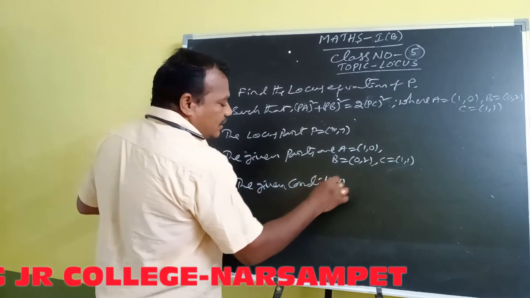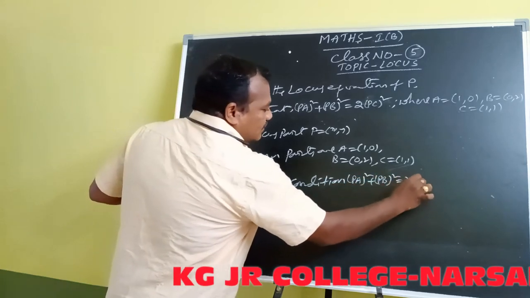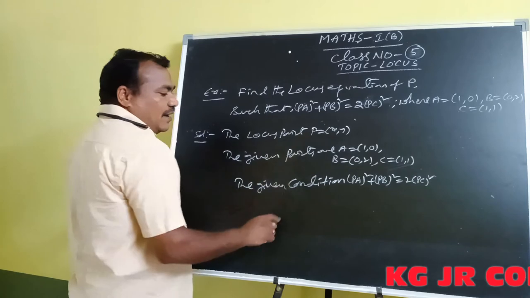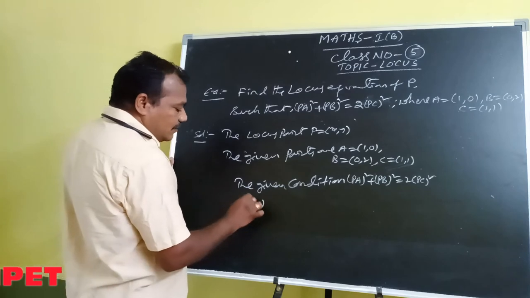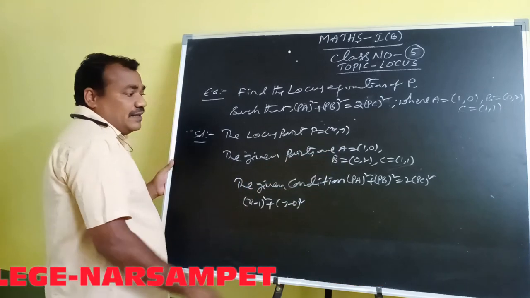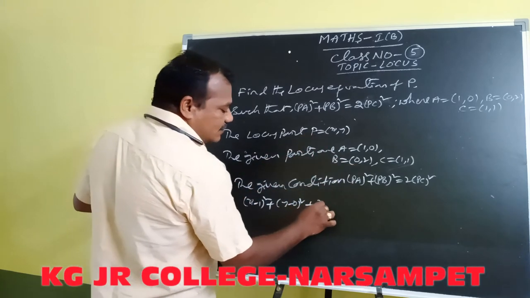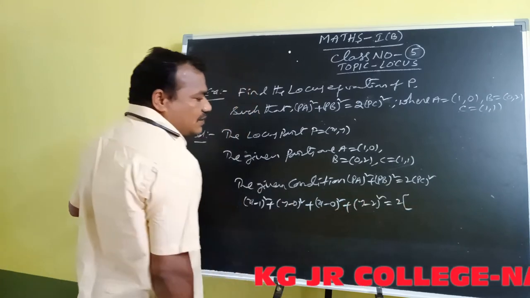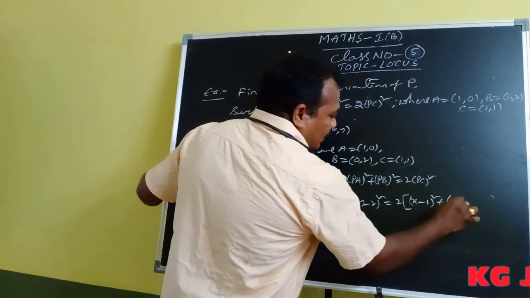The given condition is nothing but the locus condition: PA square plus PB square is equal to 2 of PC square. Now to apply all these values, PA square means the square of the distance between P and A, and PB square and PC square. PA square is (x minus 1) whole square plus (y minus 0) whole square. That means the square of the distance between P and A. And PB square, the square of the distance between P and B, is (x minus 0) whole square plus (y minus 2) whole square. And 2 of PC square, the square of the distance between P and C, is (x minus 1) whole square plus (y minus 1) whole square.